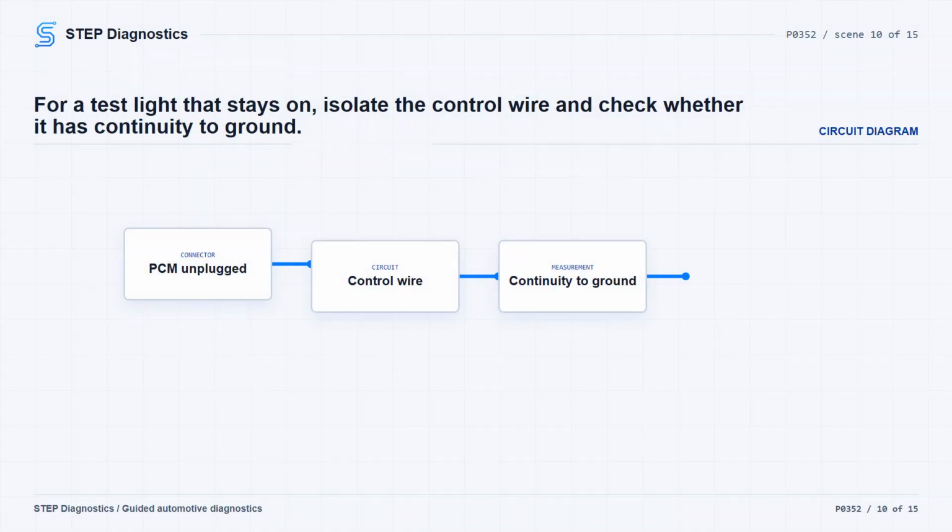If the test light stayed on constantly during the control circuit check, isolate the coil 2 control circuit and check it for a short to ground. Turn the ignition off, disconnect the ignition coil 2 harness connector, and disconnect the PCM harness connector. Then check continuity between ground and the control circuit at the ignition coil 2 harness connector. If there is continuity to ground, repair the control circuit for a short to ground. Then verify the repair and confirm the code stays gone. If there is no continuity, continue to the coil swap test before making a PCM decision.